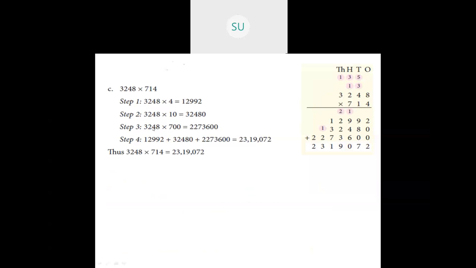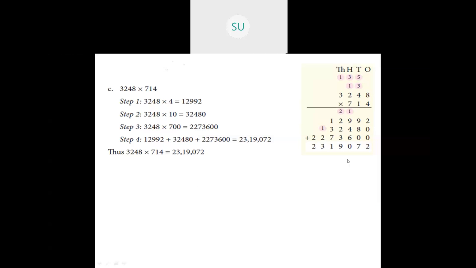Then 3248 into 700. Because 7 is in the hundreds place, we multiply it by 700, and you get 22,73,600. So you got these 3 numbers. Now we add the numbers and get our final answer, which is 23,19,072. So this is how you do multiplication of large numbers.